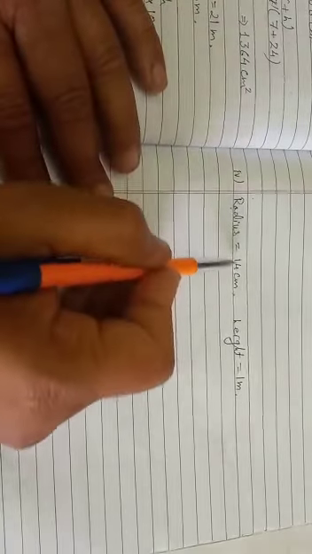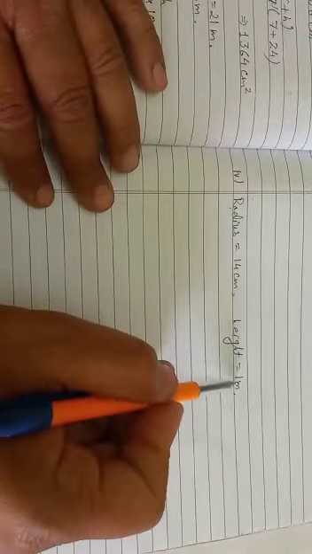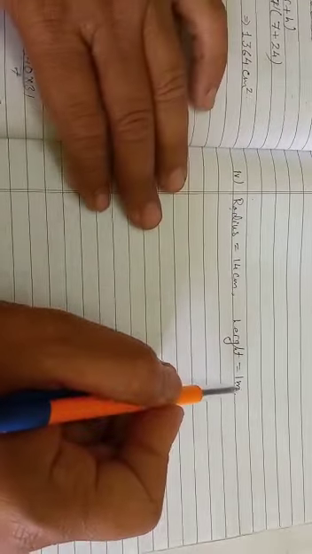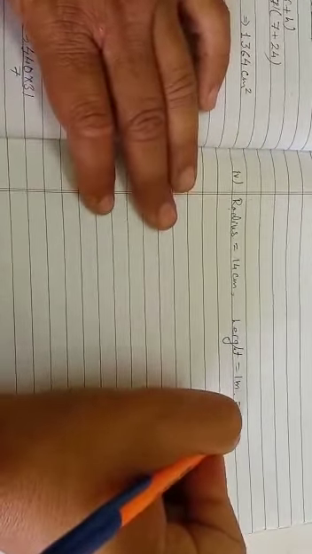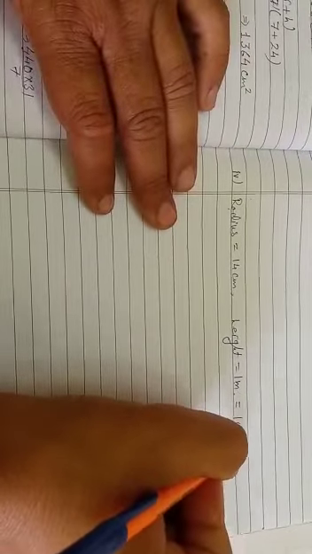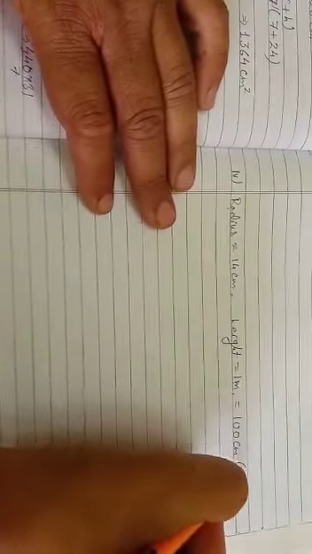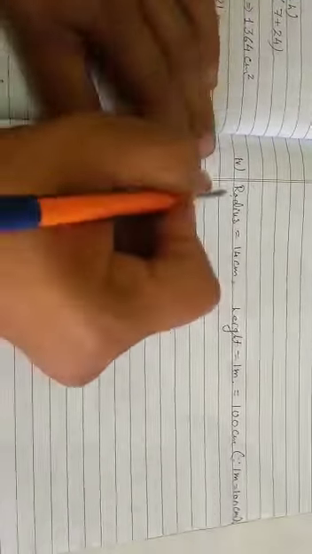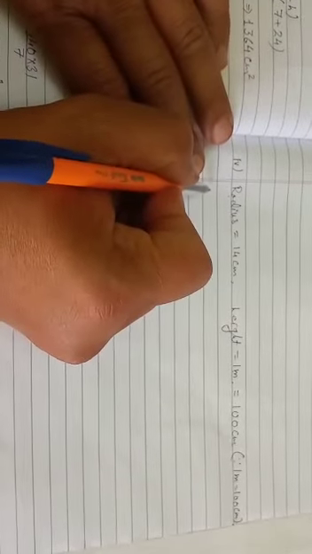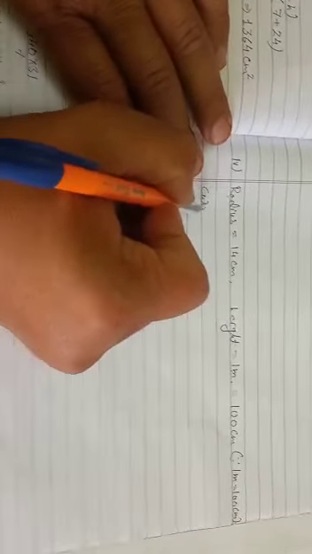See the fourth question. Radius is 14 centimeter and height is 1 meter. This meter you have to change into centimeter. Meter, if you change into centimeter, it will be 100 centimeter, as we know, since 1 meter equals 100 centimeter. Is this clear? Now what to find out? We have to find out the curved surface area of cylinder.